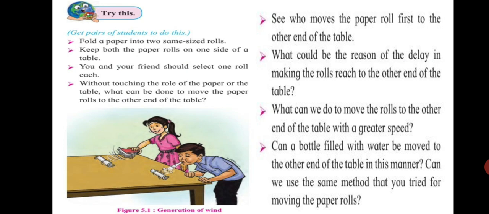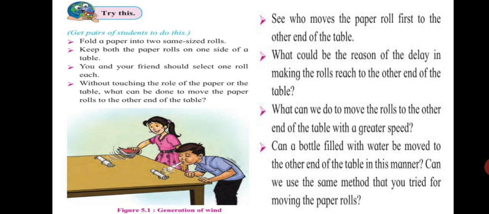The boy is seen to be blowing with his mouth, and the girl is using a book to move the paper roll with the help of wind created by moving it to and fro. See who moves the paper roll first to the other end of the table. The girl is able to move the paper roll faster.